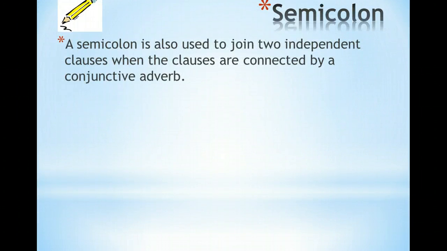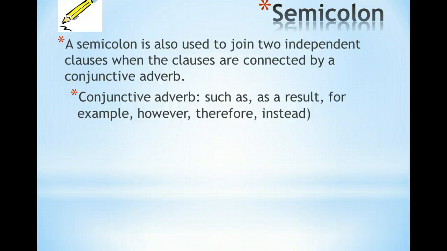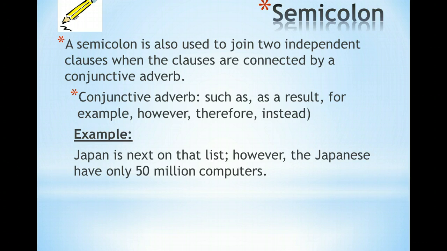Other ways to use semicolons. You can also use it to join two independent clauses when they're connected by a conjunctive adverb, which is a crazy thing. But these are things like as a result, for example, however, therefore, instead. We use these quite often. I think probably one of the more common ones is to use however or instead. Those two probably we use a lot. So those are words. Definitely write those down because that's definitely something that can elevate your writing when you can use pieces like that.